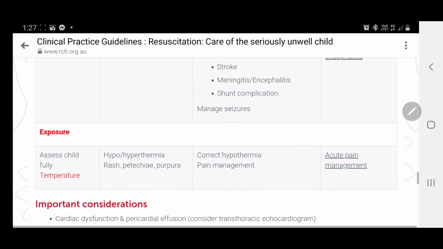Now, lastly, we go to E, which is exposure. We assess the child fully, and temperature. We check for hypo or hyperthermia, rash, petechiae, purpura. We correct the hypothermia and manage the pain. So that's the ABCDE management.